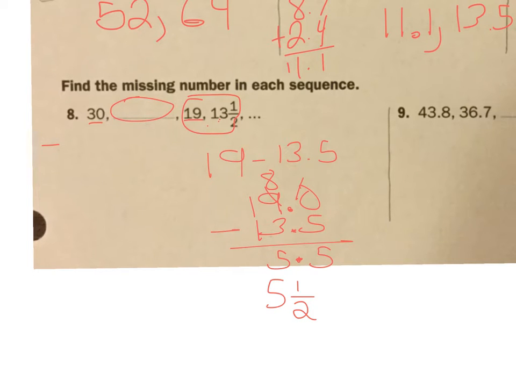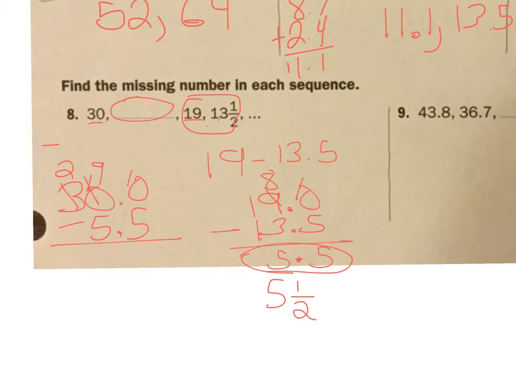Okay, so now I'm actually going to keep it as a decimal for now because I want to make it easy. 30 minus 5.5. I have to have decimals lined up when I'm subtracting. So 0 minus 5, I can't do, can't borrow from here. This 3 becomes a 2. This becomes a 10. Now I can borrow from it. It becomes a 9, and that becomes a 10.